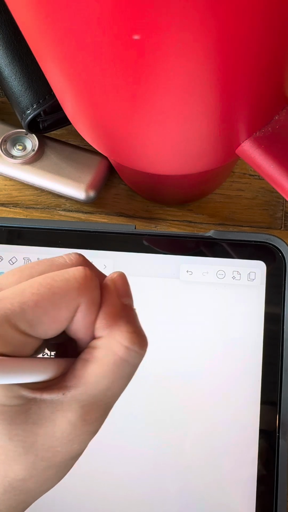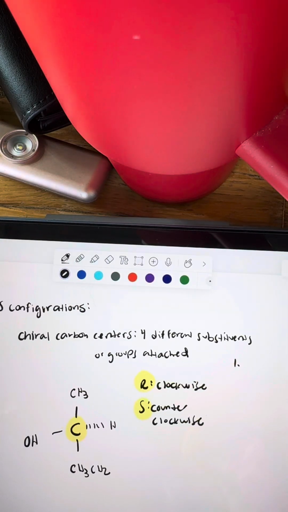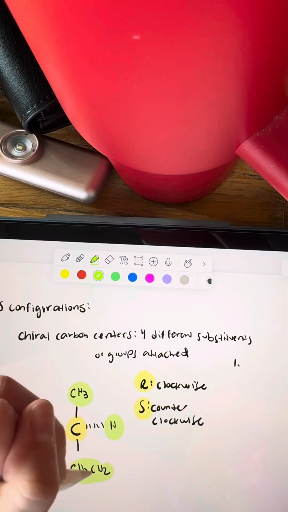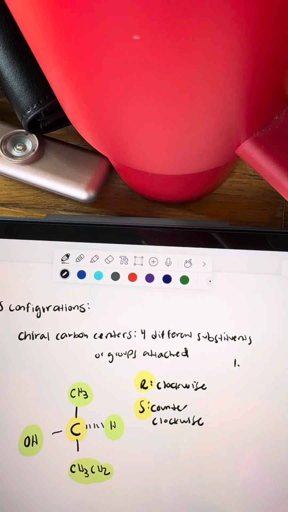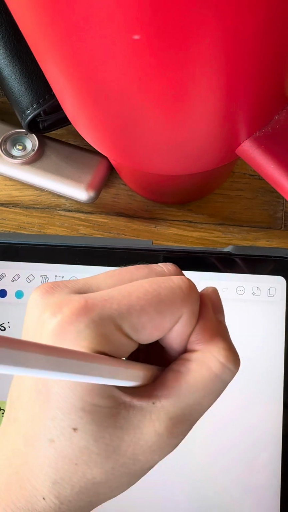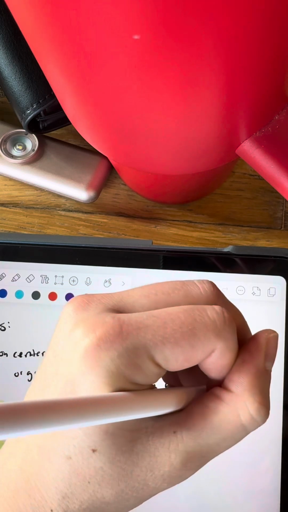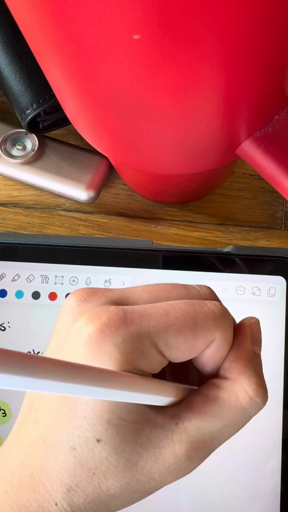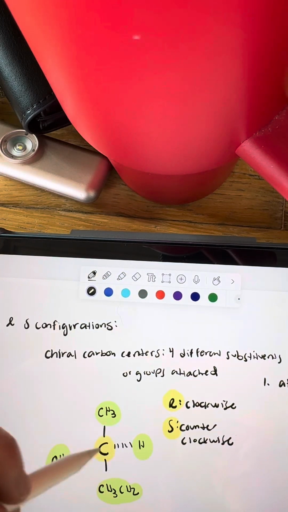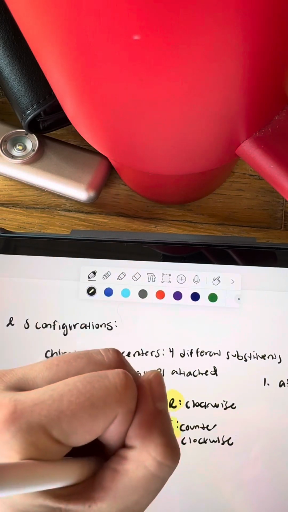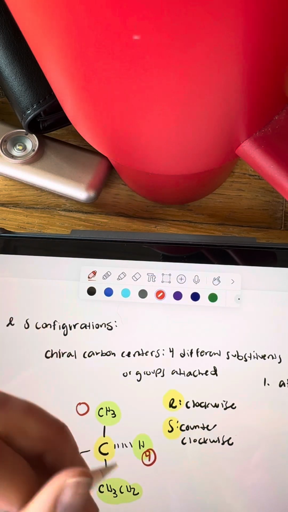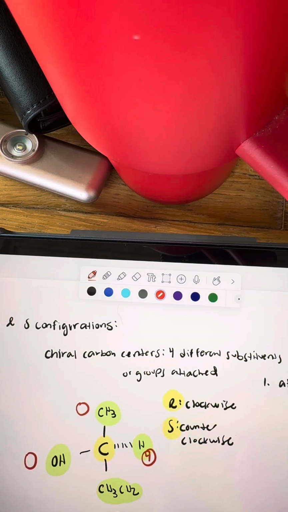So first off, based off of all of these groups, we want to determine what's the lowest priority, meaning what has the least atomic number, least atomic weight. So we'll look at atomic number and weight. As we can see here, hydrogen is going to have the least out of the 4 groups. So we're going to number it, let's say 4, and circle it. And we're going to use circles to number all of these to determine what they mean.